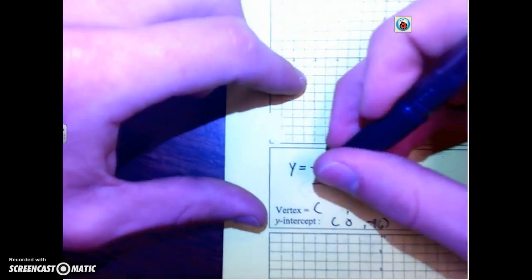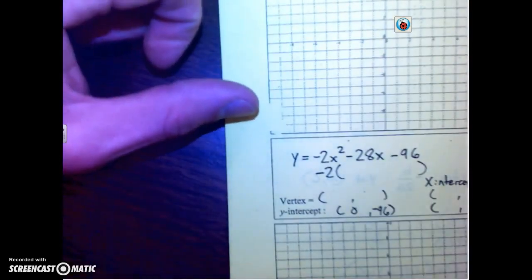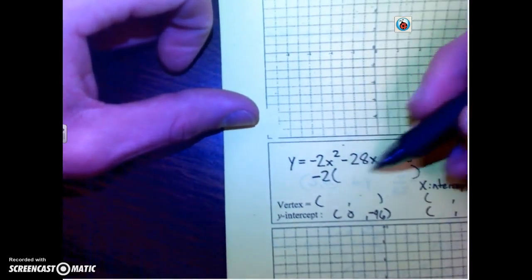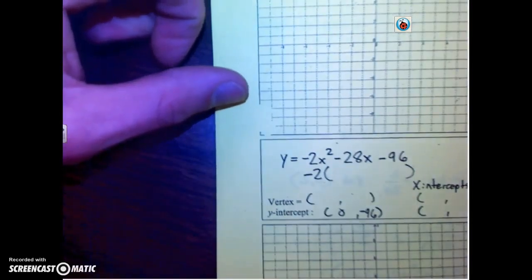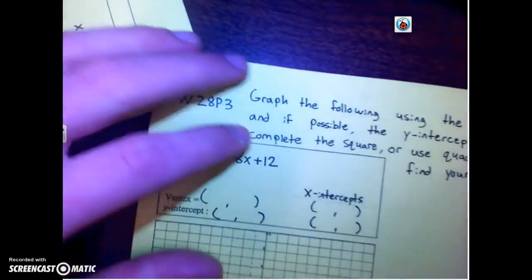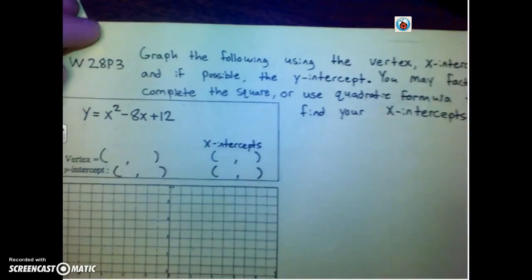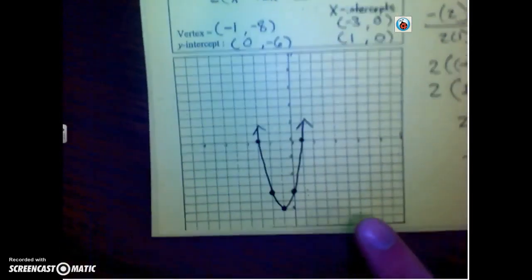And then you may recognize that you can have a greatest common factor of a negative 2 there. So I'll leave it up to you to figure out what's left over in here. All right? And that's it. So if you're more comfortable using the quadratic formula, you can do that. If you're more comfortable factoring, you can do that, or completing the square even. Just make sure you find all of these different components, and you are getting a nice parabola.